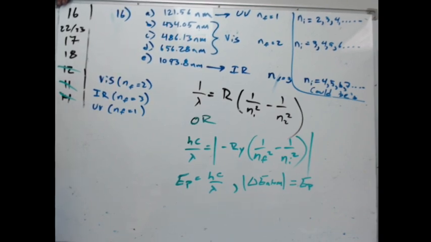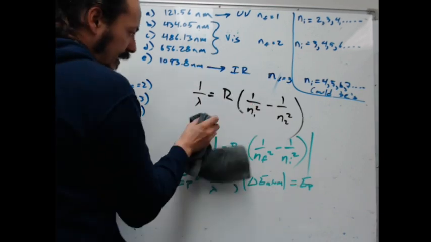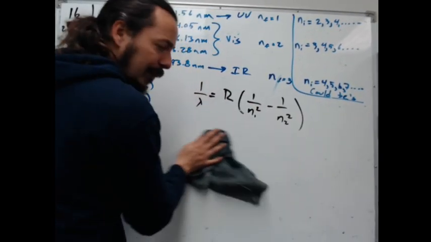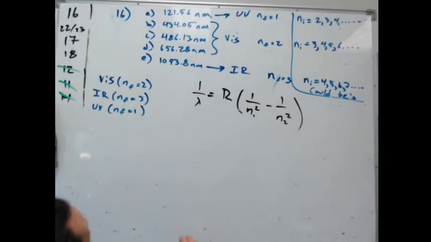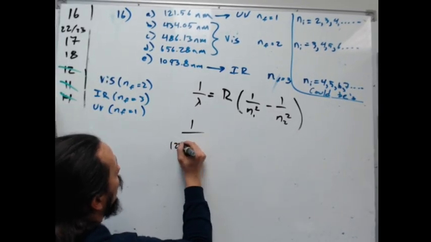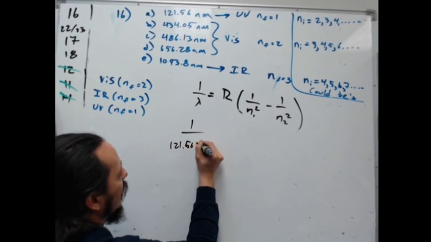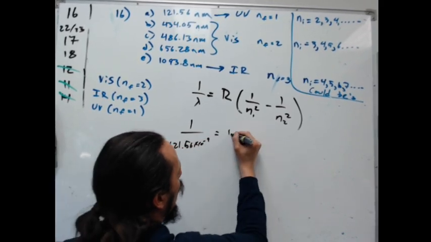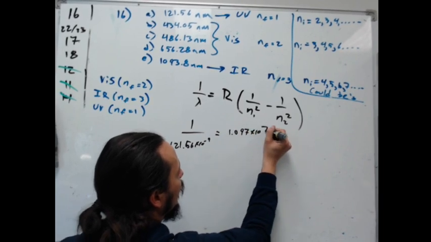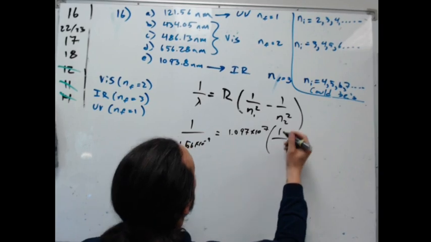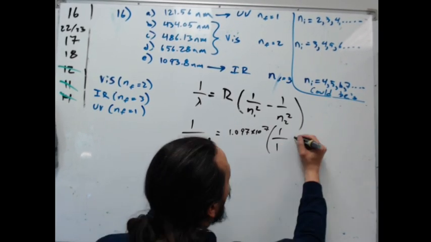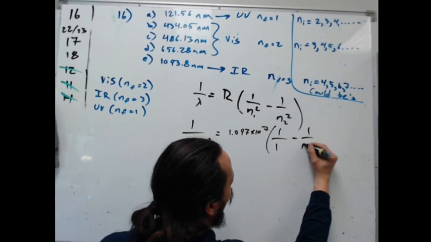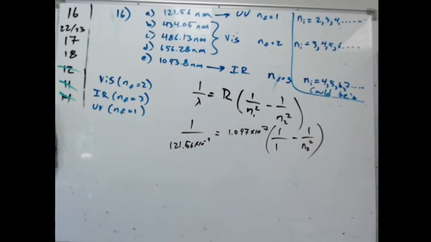Okay. Can you maybe do the calculation? Yeah, let's do the calculation for A. Should I do it both ways just so we can see the two methods? I'll do it for the equation in black first because it's already set up so nicely for that. We're going to have 1 over 121.56 times 10 to the minus 9 equals 1.097 times 10 to the 7 times 1 over 1 squared minus 1 over, I'll call it n2 squared. I'm solving for n2.